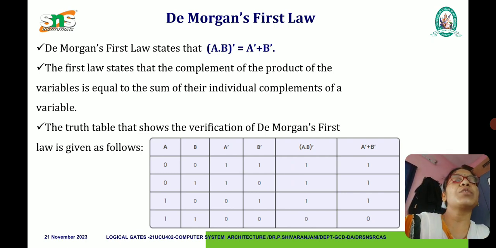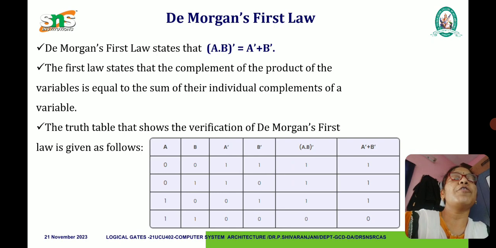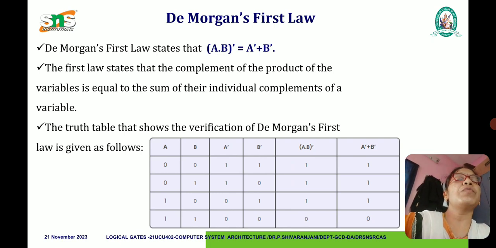So for a dash we'll have the inverse of a, and for b dash we'll have the inverse of b. For example, if the value of b is 0, the value of b inverse is equal to 1, and if the value of b is equal to 1, then the value of b inverse will be 0.